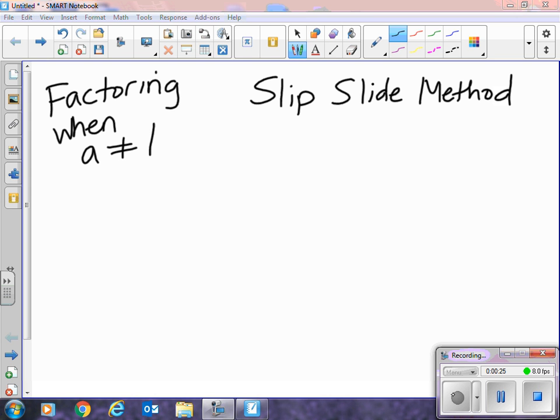Okay, so I have a few examples that we'll talk through and guide you through and remind you what to do, so you can watch it and go over it and review it before taking quizzes and tests. So the first example is 2x squared minus 3x minus 2.